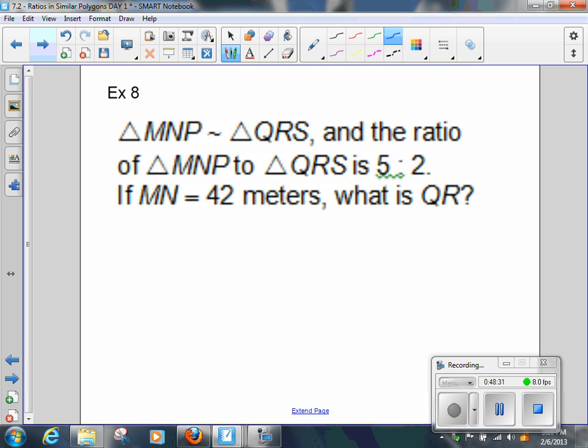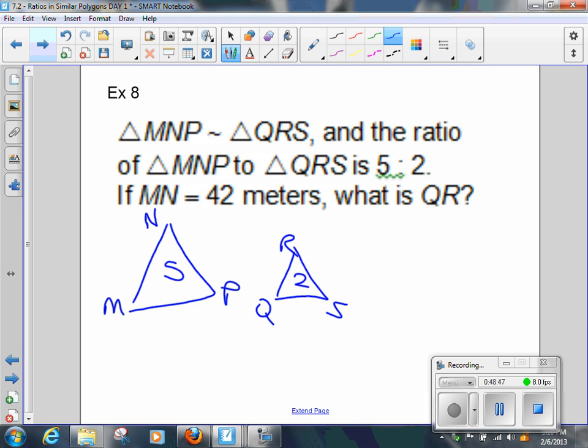Triangle MNP is similar to triangle QRS. And the ratio of MNP is 5, QRS is 2. If MN is 42 meters, what's QR? Holy moly. That is a lot. How do you think we'll set it up? Just out of curiosity, how do you think we're going to set this up? Come on, folks.